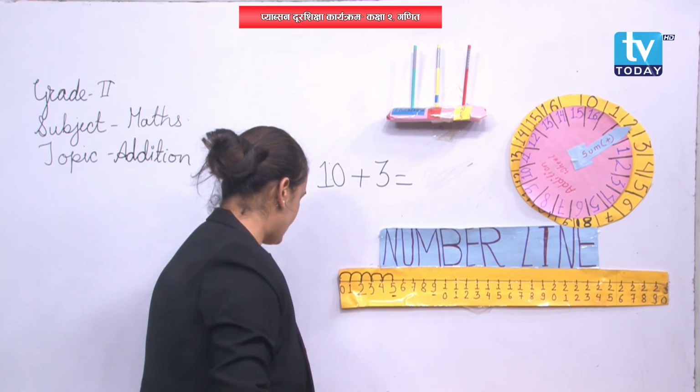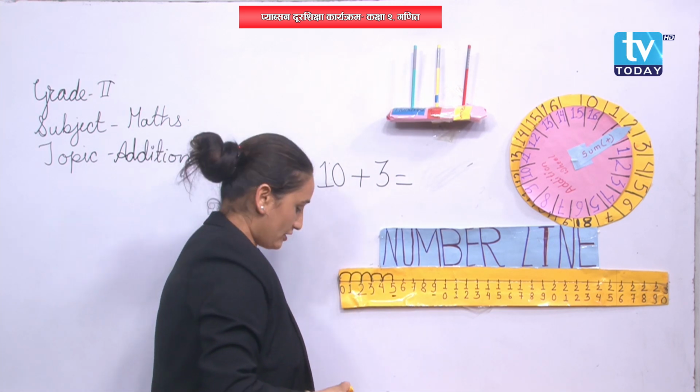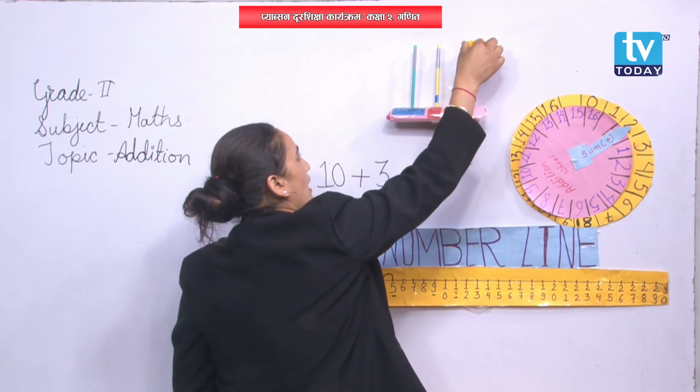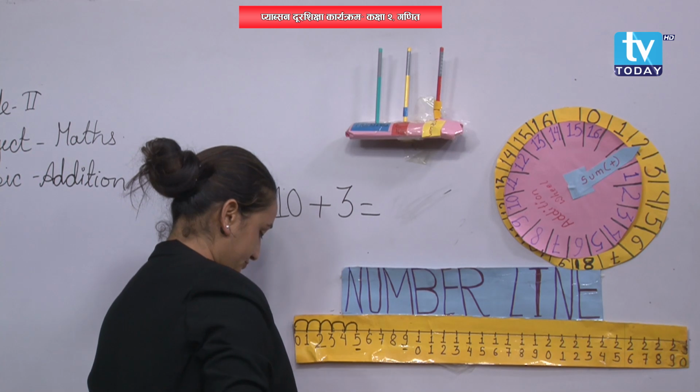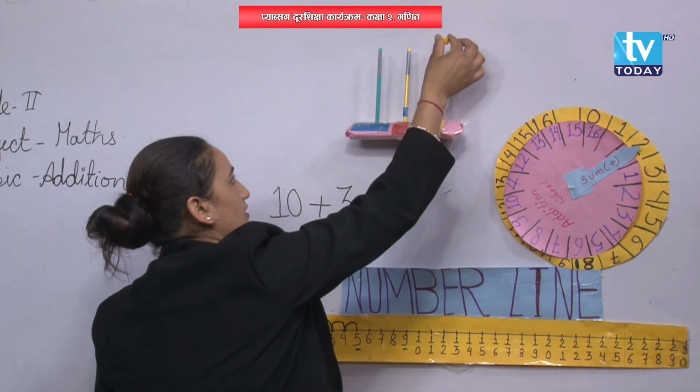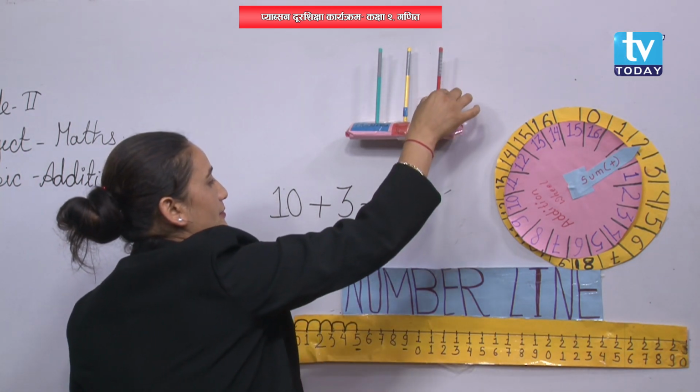Now 3 units are there at the back side, so I am going to put 3 units. 1, 2, 3. Now can you tell me what is the answer?